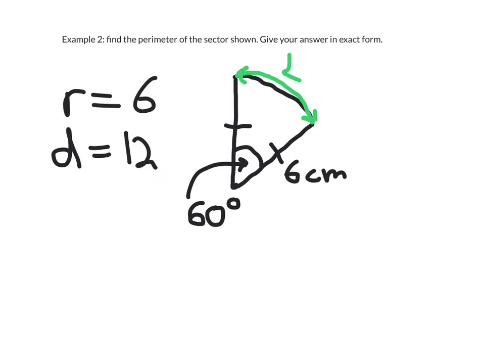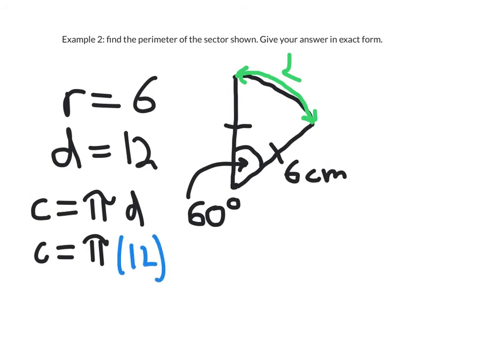So to figure out our arc length, all we have to do is use our normal relationship here, C equals pi D, and use the value of our D of 12 to figure that out. So we know that C is going to be equal to pi times 12. We can substitute that in, replace our D with 12, and we see that our circumference is going to be equal to 12 pi.